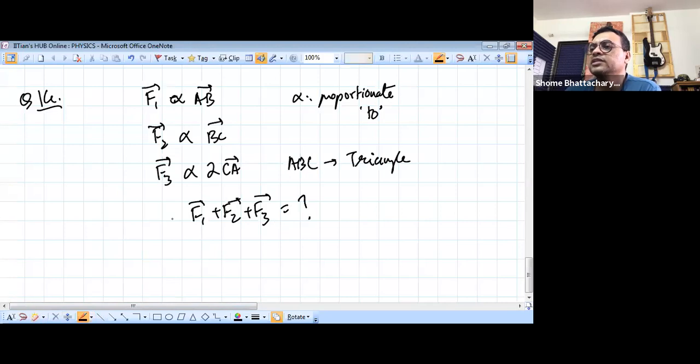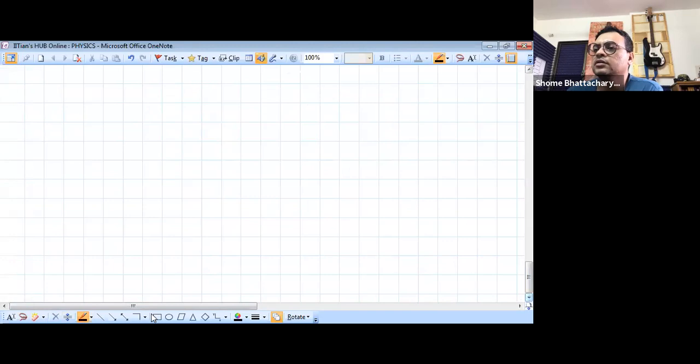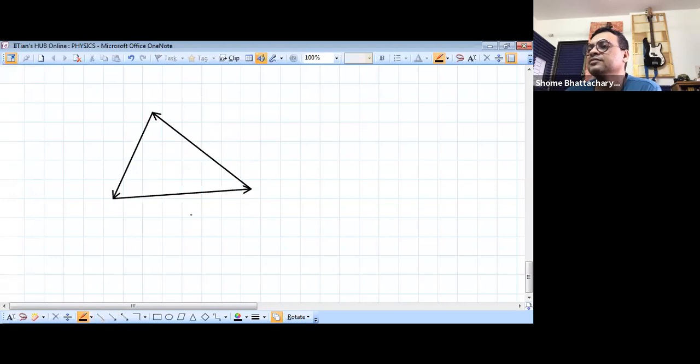Okay. So how will we do this? Now let's visualize this problem. Suppose the triangle we are talking about is like this. There's some arbitrary AB, some arbitrary BC, and some arbitrary CA. Then these are the vectors AB, because this point is, let's say, A, this point is B. Then this is the vector BC, and this is the vector CA.